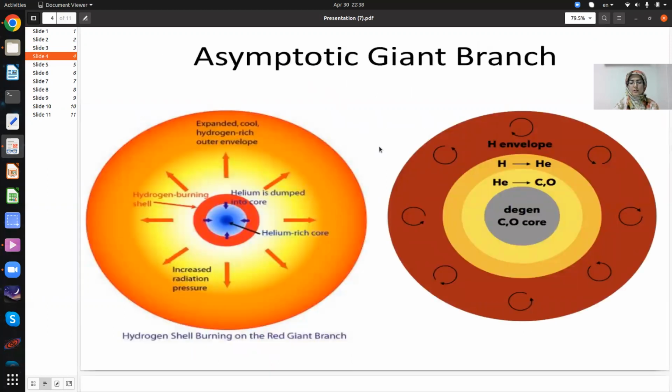And you see here the asymptotic giant branch. These are the stars that have hydrogen, helium, and carbon in the core. But the core is not dense enough to burn. Around it, we have a helium shell which is burning, and on top of it, there is a hydrogen shell burning, as you see.